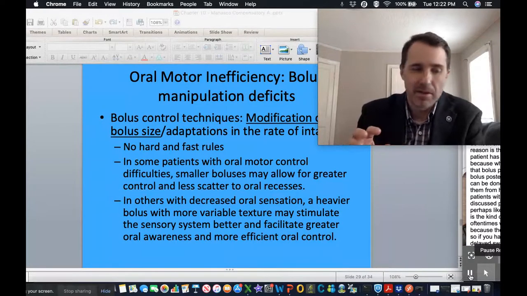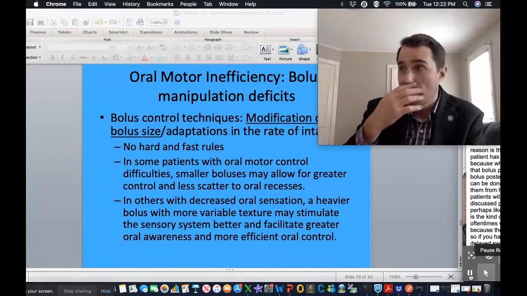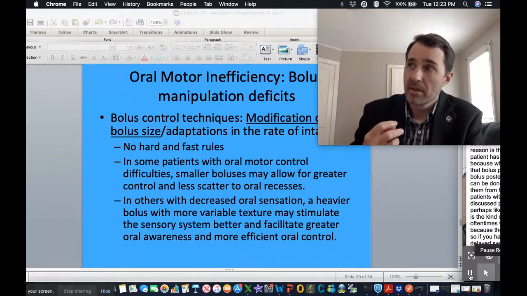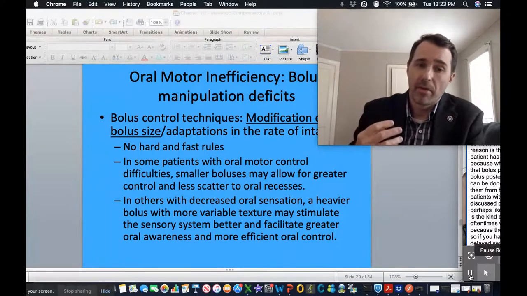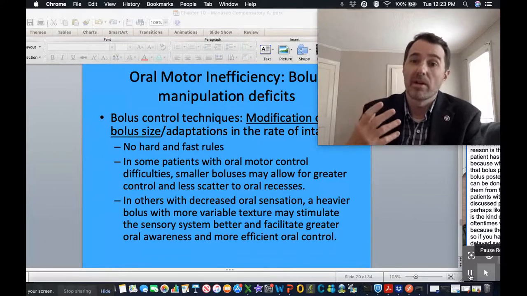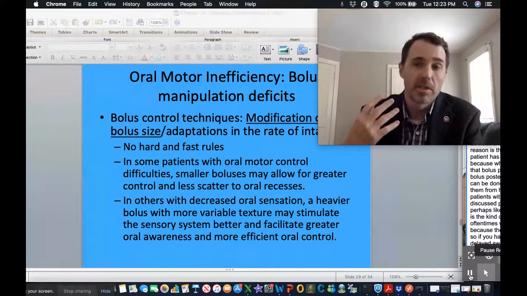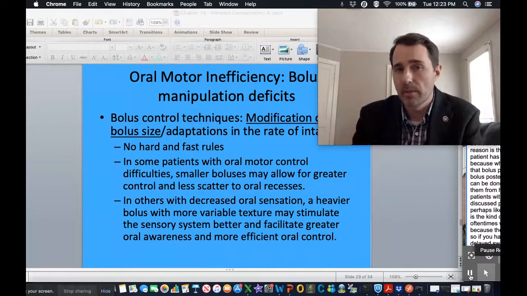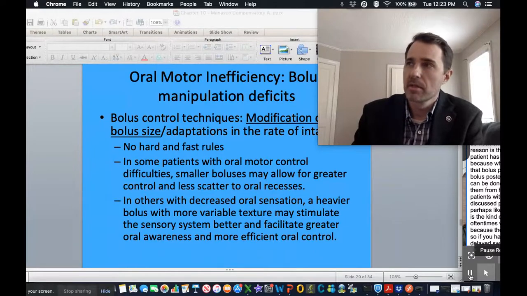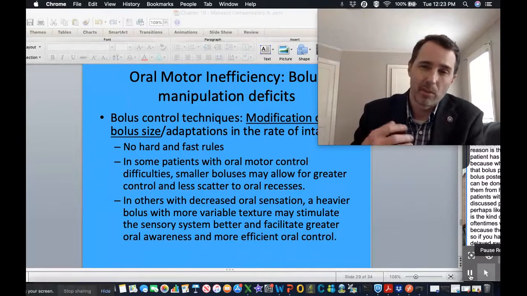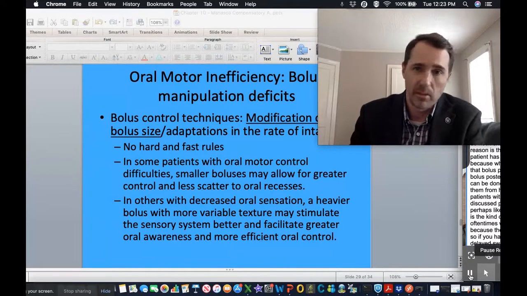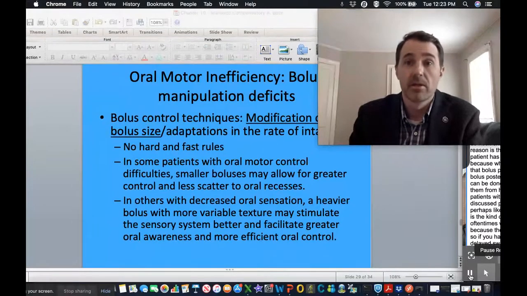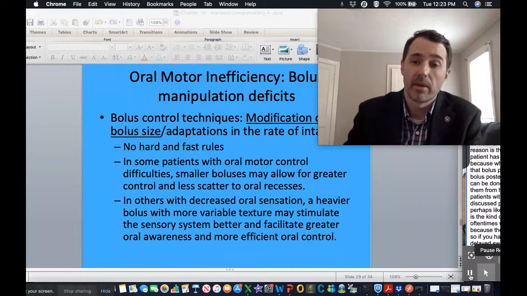And also, you could have patients for whom having the larger bolus in their mouth facilitates their awareness that there is a bolus in their mouth and that they do need to swallow it. Some patients, such as those with dementia, will reach a stage where you could put a small bolus in their mouth and they'll just sit there with that in their mouth for the rest of the day, not realizing that they need to do anything with it.